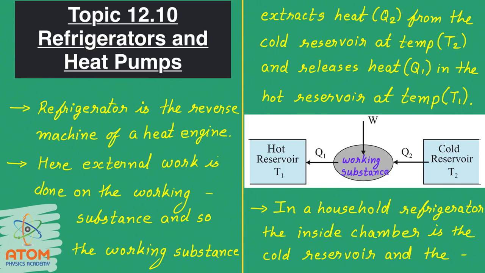See, in heat engine, we were giving some heat, out of which an amount of that heat was converted into work and the rest of heat was released in the atmosphere, right? But here the things are absolutely opposite. Here we are not getting any work, rather we have to do some work on the working substance. So the working substance will extract heat Q2 from the cold reservoir and it will release heat Q1 in the hot reservoir. It will extract heat from the cold reservoir and release heat in the hot reservoir.